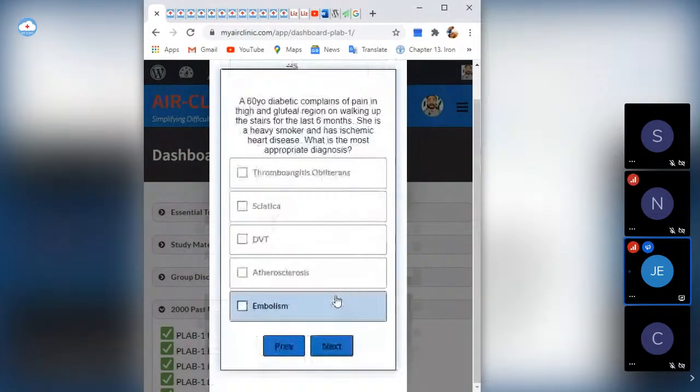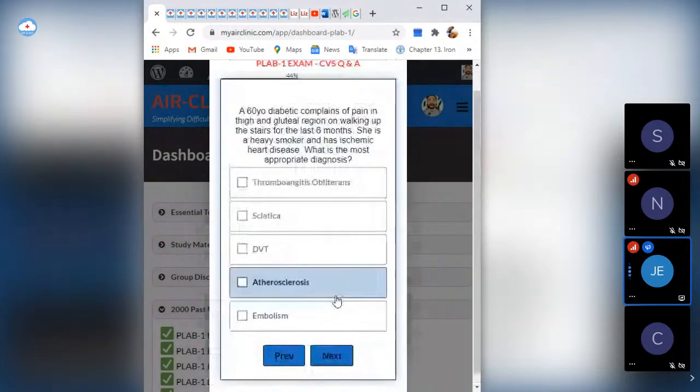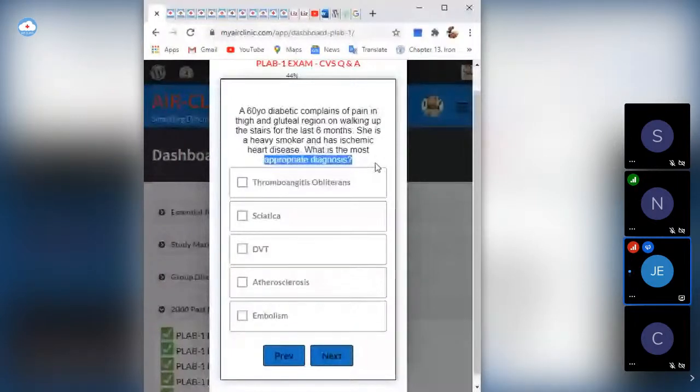60-year-old diabetic complains of pain in the thigh and gluteal region on walking up the stairs for the last 6 months. He is a heavy smoker and has ischemic heart disease. What is the most appropriate diagnosis? Thromboangiitis obliterans, sciatica, deep venous thrombosis, atherosclerosis, embolism.